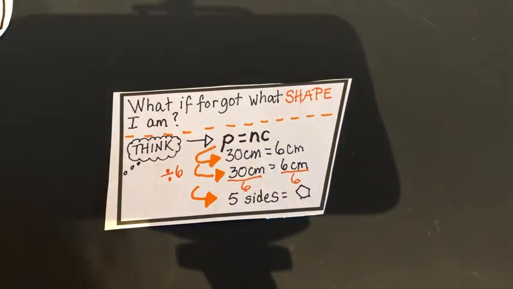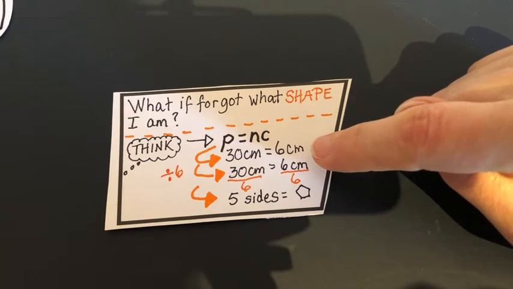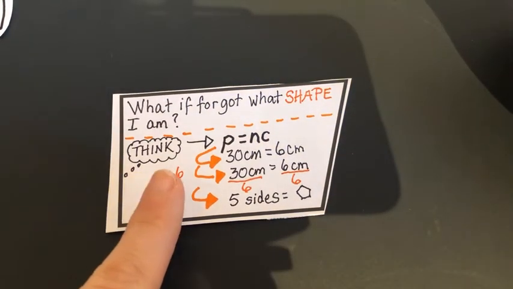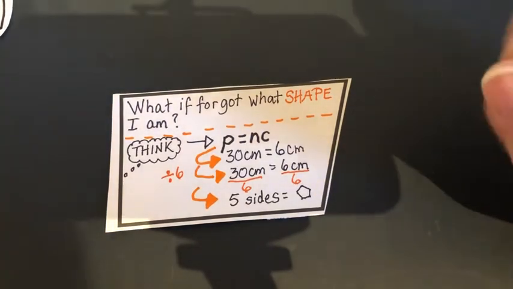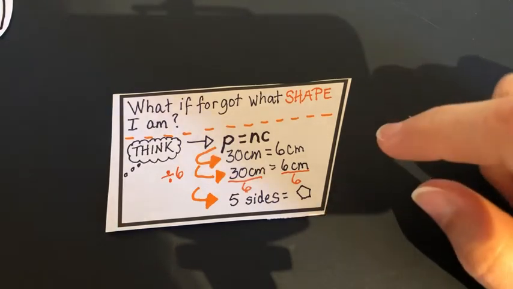So if you have your perimeter and it's 30 centimeters and you know your side length is 6 centimeters, what's happening is you're multiplying by 6. So the opposite of multiplying by 6 is dividing by 6. So I take both sides and I divide both sides by 6, and it gives me 5 sides.